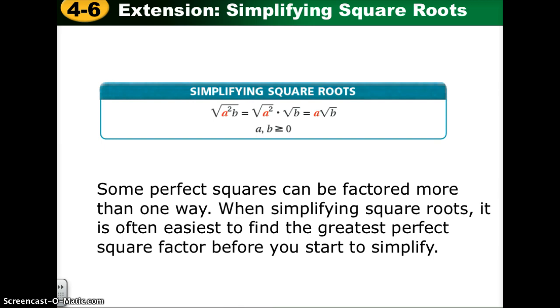Some perfect squares can be factored more than one way. When simplifying, it is often easier to find the greatest perfect square factor before you start to simplify. So what the example is showing is that we can break apart the square root of a squared times b and do the square root of a squared and the square root of b separately. We know the square root of a squared is a, and the square root of b can be left in simplified form.